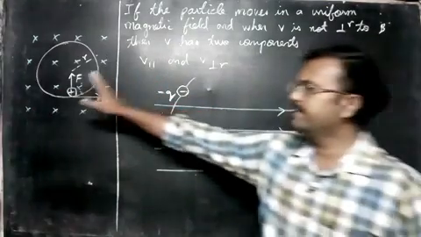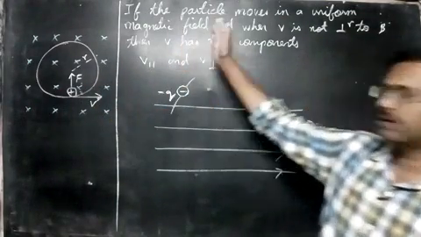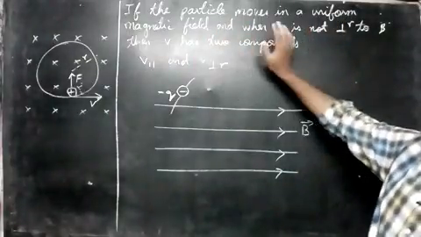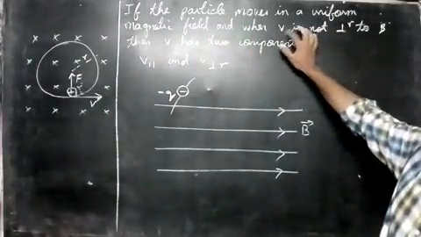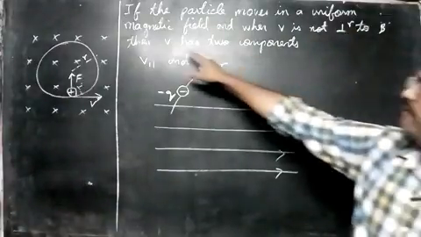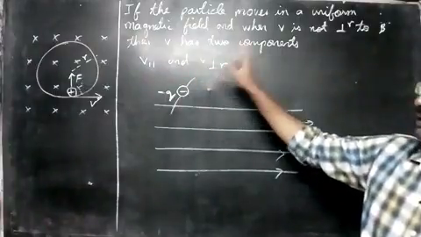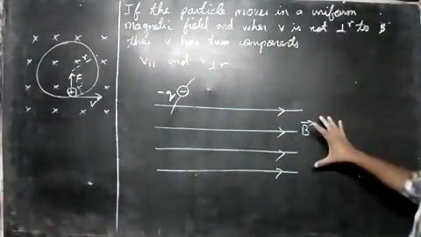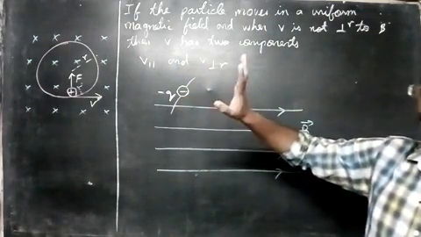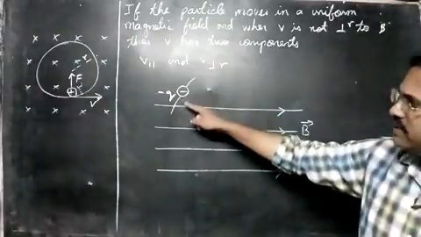So far we've seen this picture only, where the velocity was perpendicular to the magnetic field. Now let's go to the next one. If the particle moves in a uniform magnetic field and the velocity is not perpendicular to B, then velocity v has two components, v parallel and v perpendicular. This is a uniform magnetic field, and this is an electron. Electron has negative charge, written as minus q. Now when it goes this way, you can see the angle is not 90 degrees.